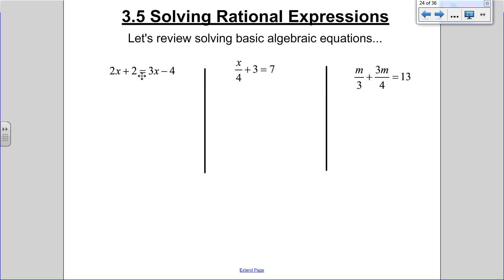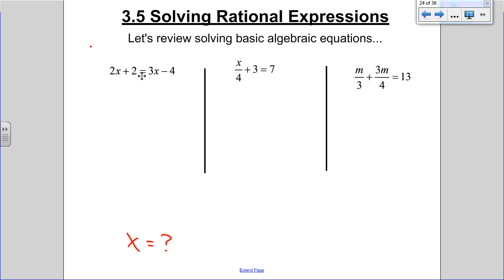Basically, if you look at this first question, you see 2x plus 2 equals 3x minus 4. To solve that means I should finish with x equals something, right? That's how I should finish this question. To be able to do that means I need x to be on one side by itself, and I need everything else to be on the other side. So I need all my x's on one side of the equal sign, all my numbers or my constants on the other side.